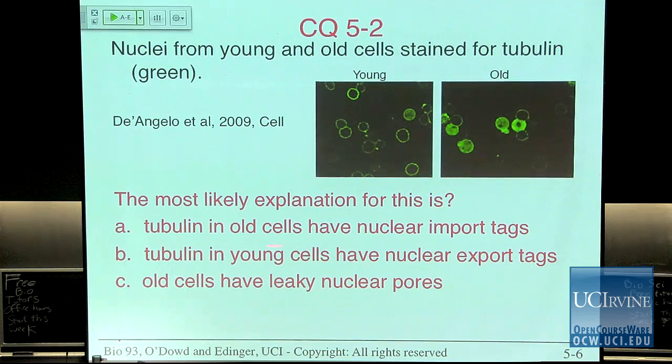It could possibly be true. In the same way, tubulin in young cells could have nuclear export tags. Again, very unlikely, because normally they wouldn't be in the nucleus, so they would have to have an import tag and then an export tag. So those are both very unlikely, and that's why this is the most likely. And, in fact, true.